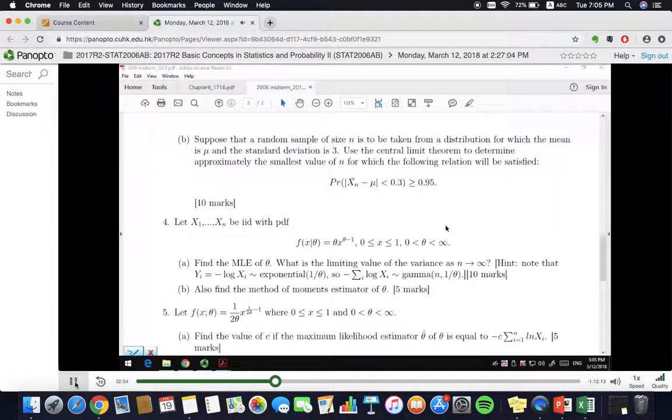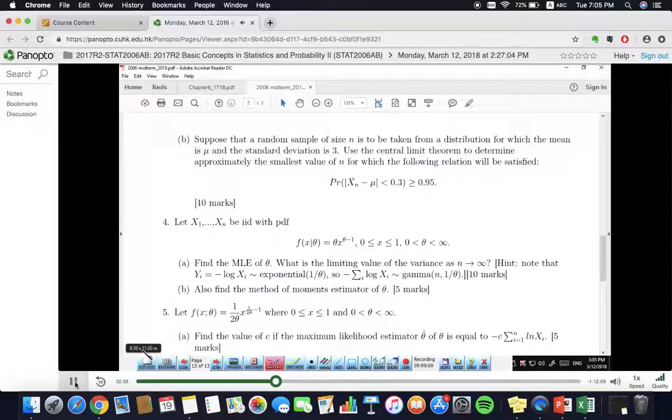Okay, so how to do it in a more formal manner? Here is a random sample of size n. We don't know yet.